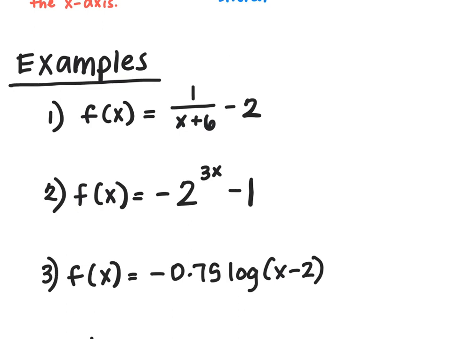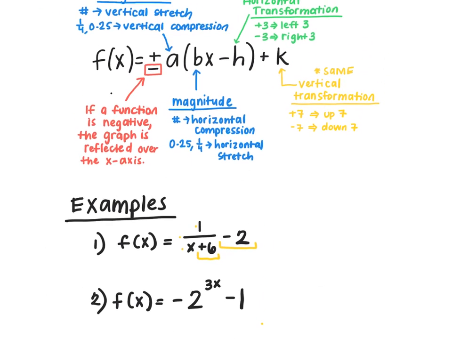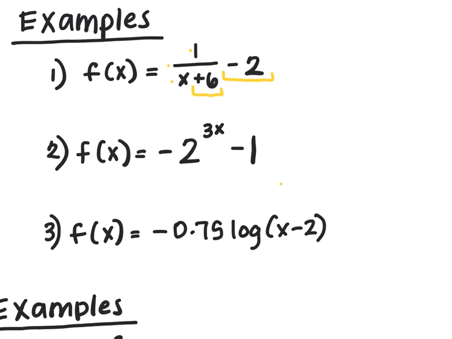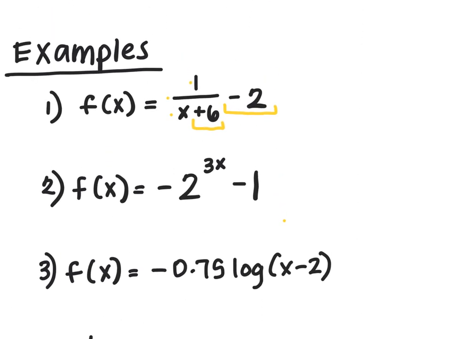On number 1, I notice that I have the rational function because I have this 1 divided by x. So the extras are this plus 6 and this minus 2. I notice that the plus 6 is inside my group, so that's just like my h. So that means I'm moving left and right. I'm going to do the opposite. So I'm going to move left 6. The minus 2 is outside my group, so that means it's the k, and I'm going to do the same. So since it's minus 2, I'm moving down 2.